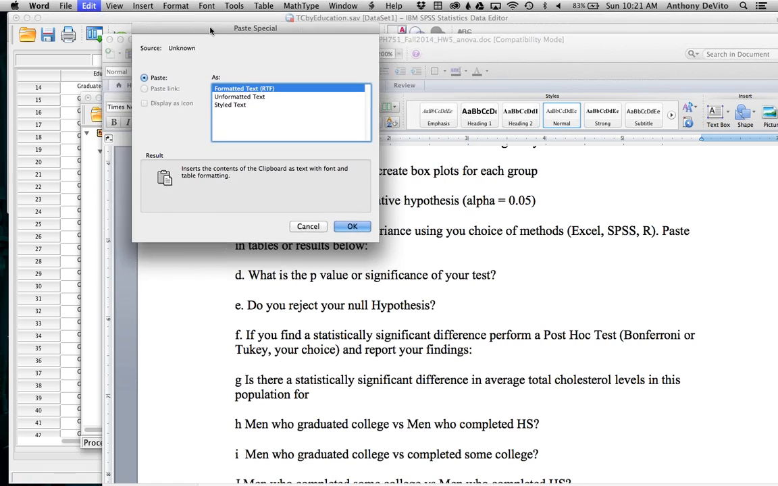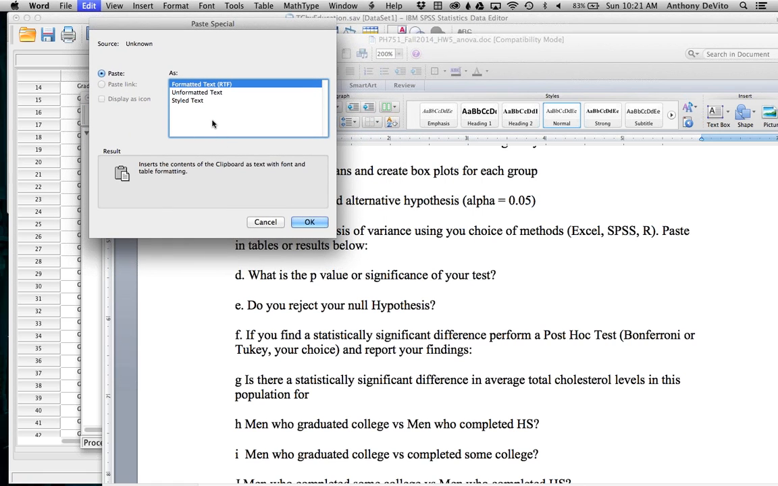Now my version of SPSS has a bug in it. Won't let me paste it in as a picture. I like pasting it in as a picture because I do my editing in SPSS, so I really don't need to edit it in Word. I can just have it in there as a picture, which is easier to resize and manipulate and stuff like that. Unfortunately, my version has a bug in it. Your version should show choices for pasting it in as a PNG file, a bitmap file, or JPEG. Okay, I'm going to have to paste it in as formatted text.